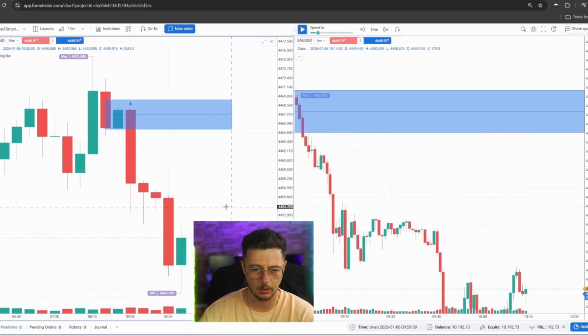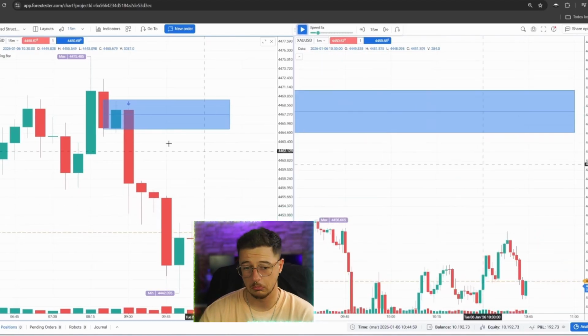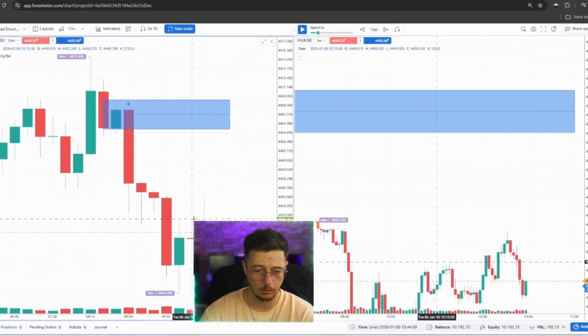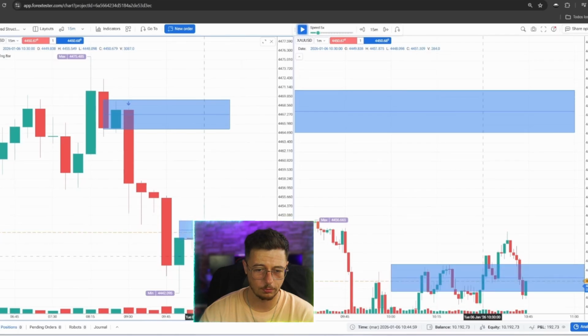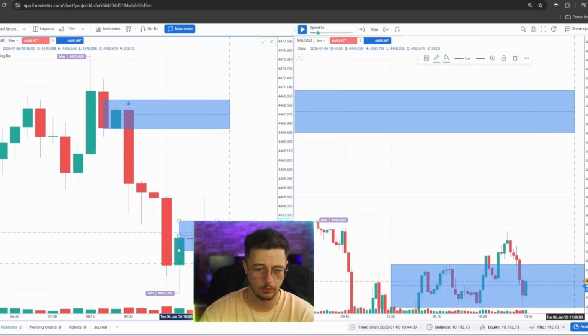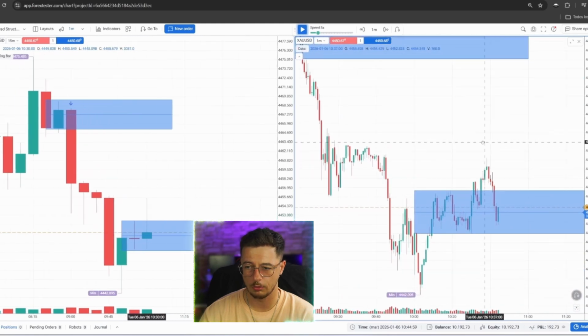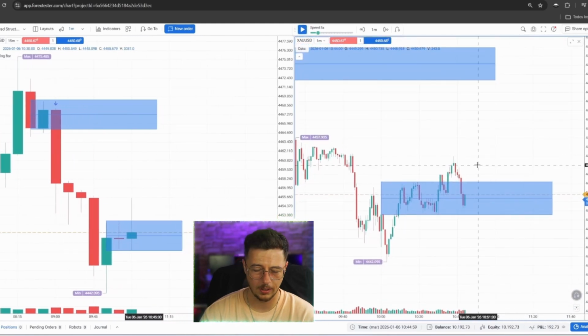Let's go to the 15-minute candles just to speed up a little bit. Okay, no problem. We have another engulfing candle right here. So this one is engulfing that one, and this will come down to here. So now we have two levels that we can actually trade. Let's see if we get any reactions.